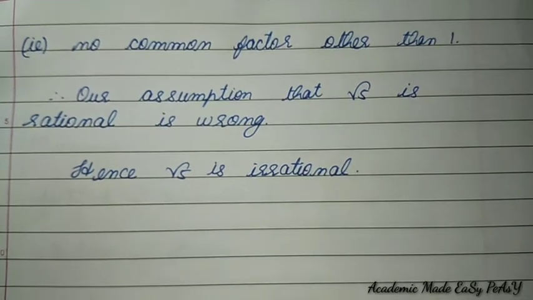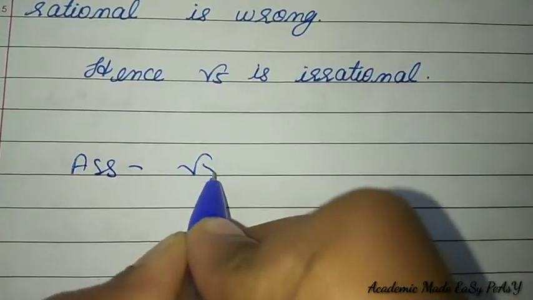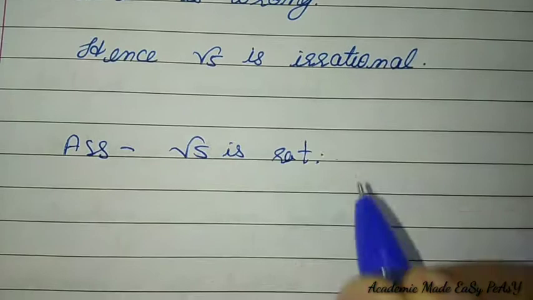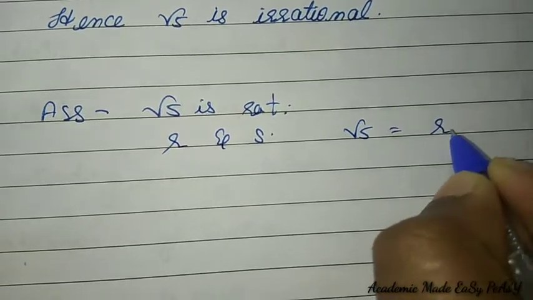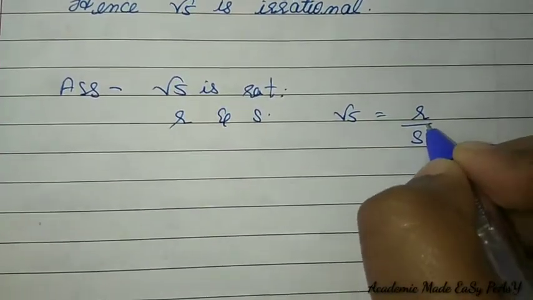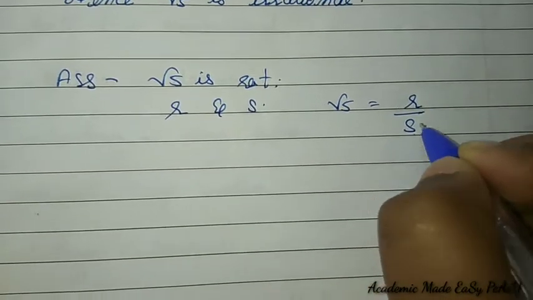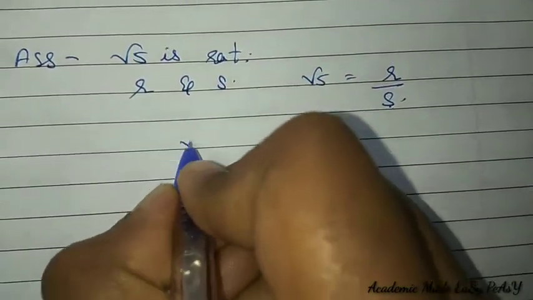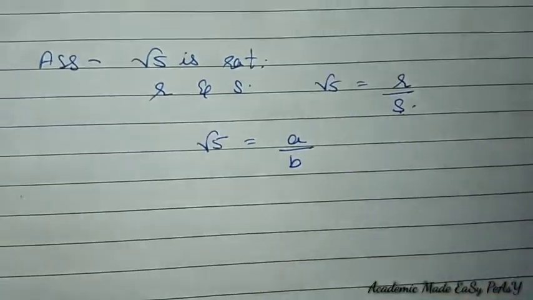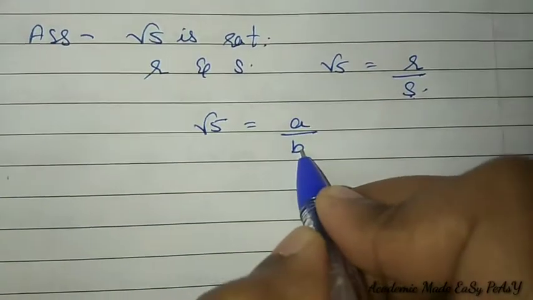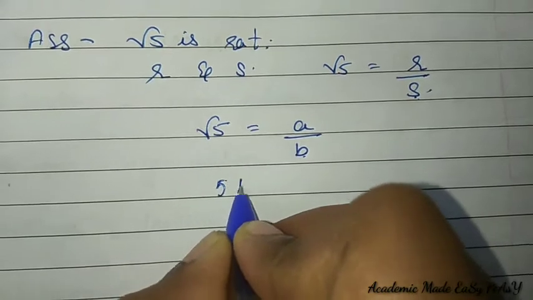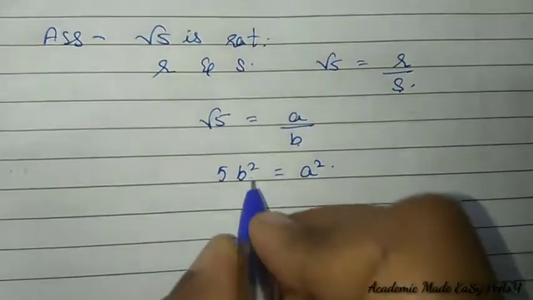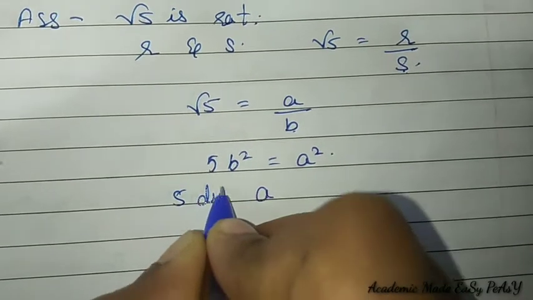Now let me give you all a glance again. First I assume that root 5 is rational. Then I take some r and s so that root 5 can be expressed as r by s. In case I have some common factor for r and s, what may I do? So I have taken root 5 is equal to a by b. This is the third step which we took. Then we squared on both sides, so we got 5b square is equal to a square, and we found that 5 divides a.